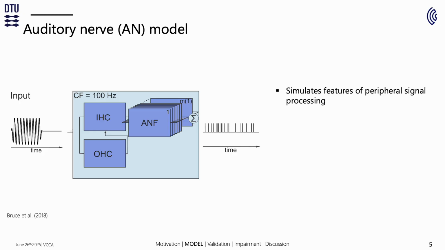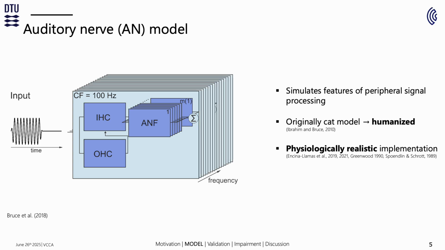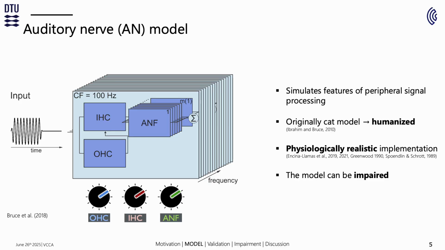So we start with an auditory nerve model, state-of-the-art, that takes sound as an input and produces spikes in the output. It simulates a range of features of the peripheral signal processing. It was originally developed for cat and then adapted to humans, or humanized. And we use a physiologically realistic implementation. We divide the cochlea into 100 segments or characteristic frequencies, CFs, and simulate up to 32,000 neurons, like in the healthy adult cochlea. And importantly, the model can be impaired. So I have control of the status of outer hair cells, inner hair cells, and auditory nerve fibers.